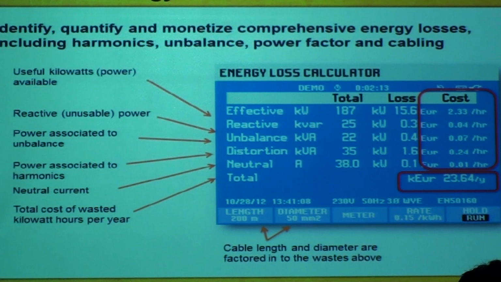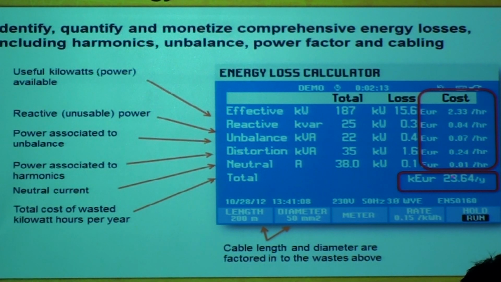What the 435 Series 2 will do is it will tell you what is your effective kilowatts. This is the amount of energy that you actually have that you can use. But you have some losses there because of I squared R, cable losses. It also measures the reactive, the unusable power. It also tells you the distorted power, the unbalanced power, and the neutral current. How much neutral current do you have? Because if you have high neutral currents, that's also lost.